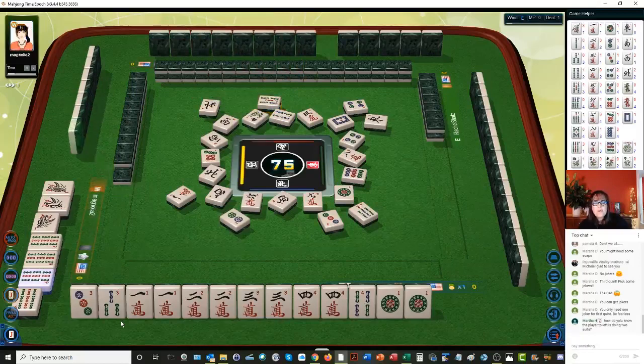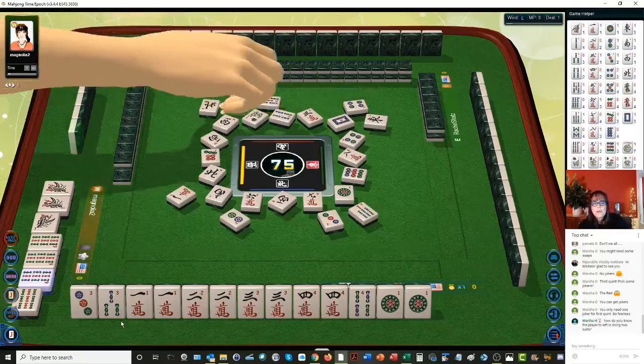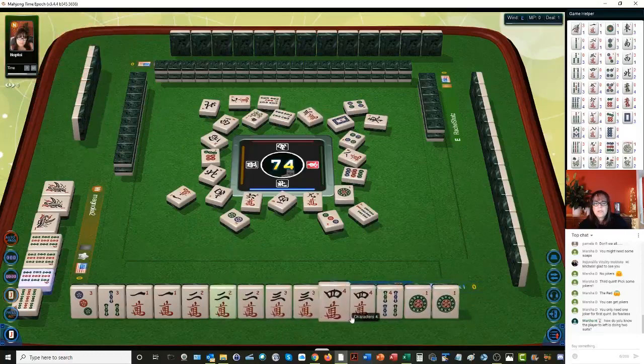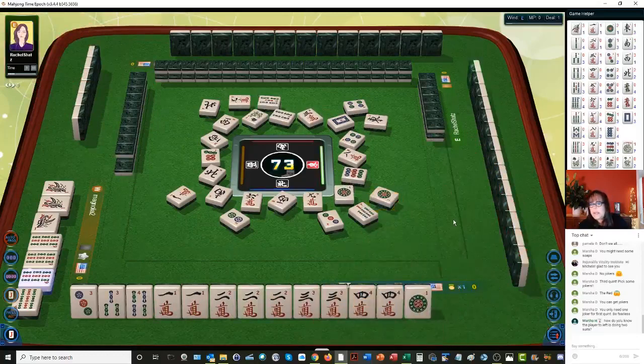5 bamboos. There, how would I know? 9 characters. I guess I don't know. They could be, oh, there's a 2 now. 1, 2, 3, 4. Let's go ahead and get rid of the 1 dot. 1 dot. They could be doing 2 bams, but there was a hesitation on that 2 dot. I think they're doing dots. I'm not sure why I thought that.